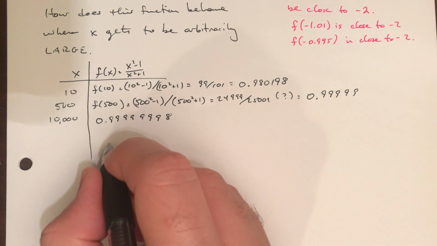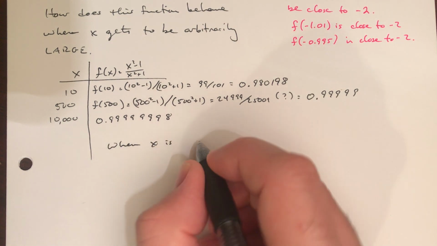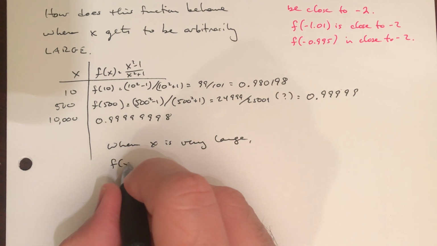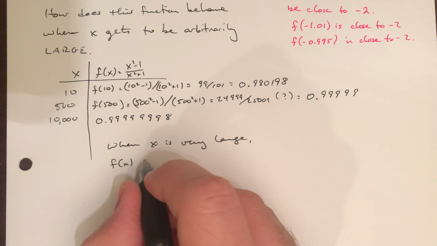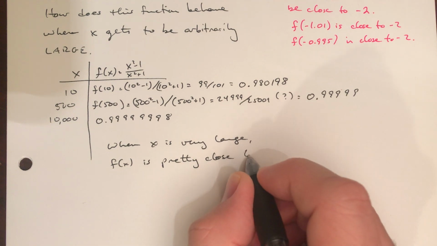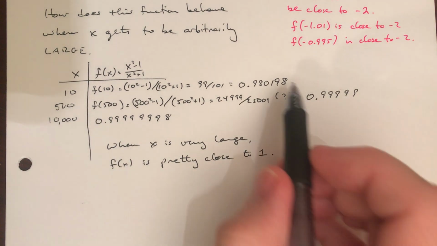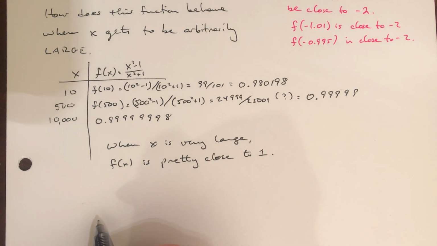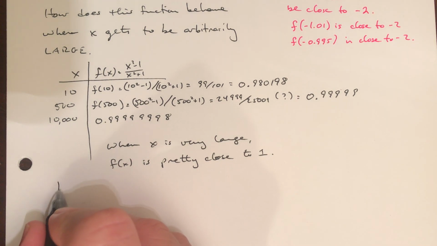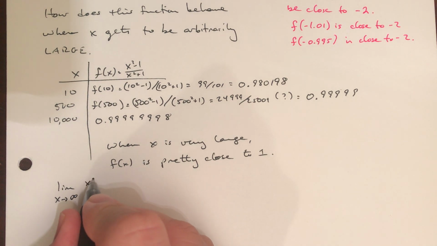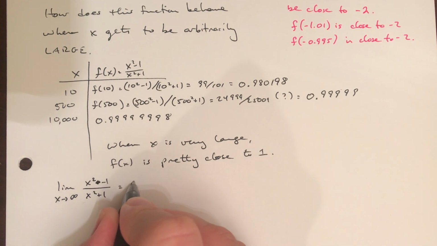And so we see that when x is very large, f of x looks to be pretty close to 1. All of these values are very, very, very close to 1. And so we will say that the limit as x goes to infinity of f of x is 1.